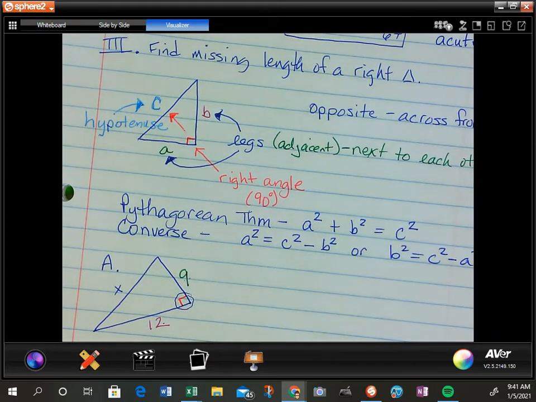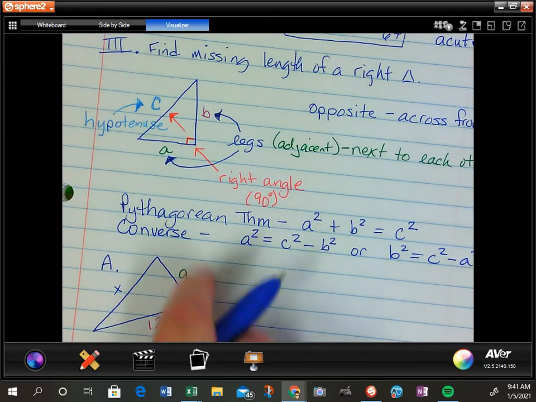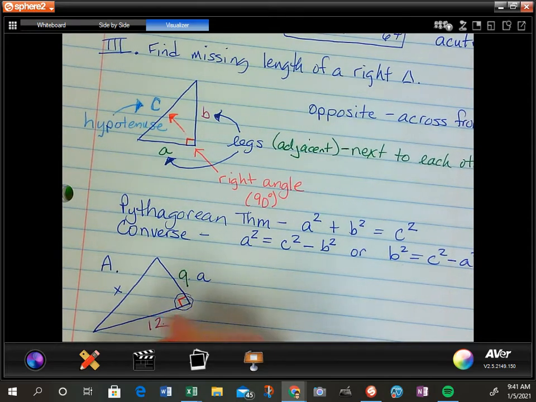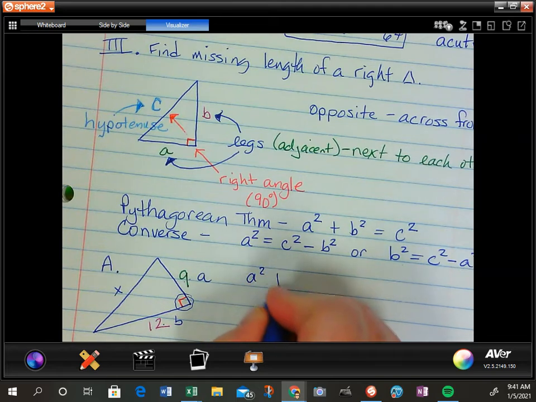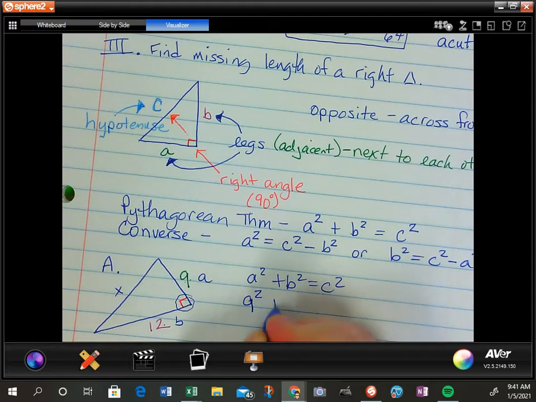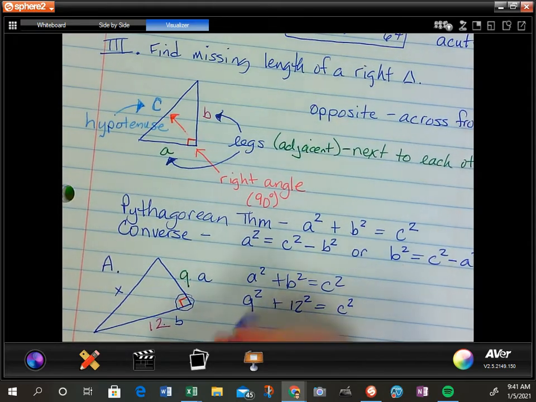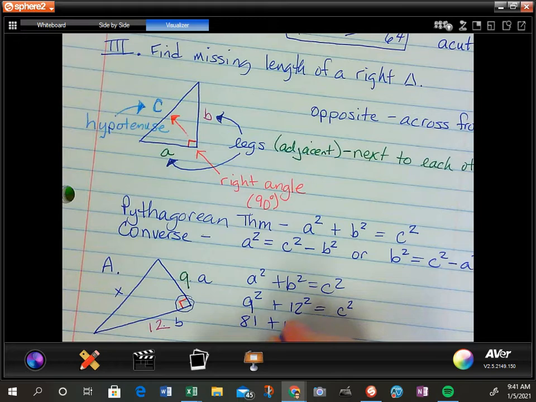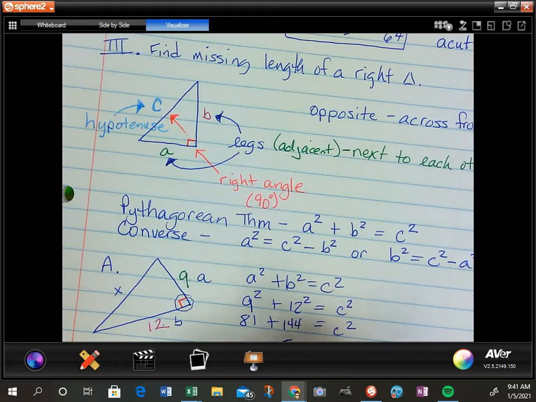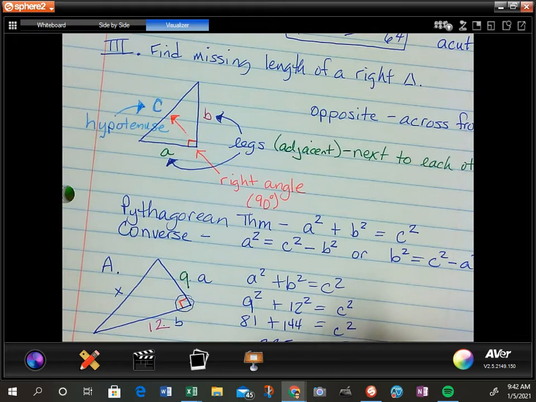Well, look at this right here. There's the right angle. Are these adjacent to the right angle or across from the right angle? They're adjacent. So this is my A. This is my B. So A squared plus B squared equals C squared. So 9 squared plus 12 squared equals C squared. So 81 plus 144 equal to C squared. That's going to be 225 equals C squared. Is that my final answer?